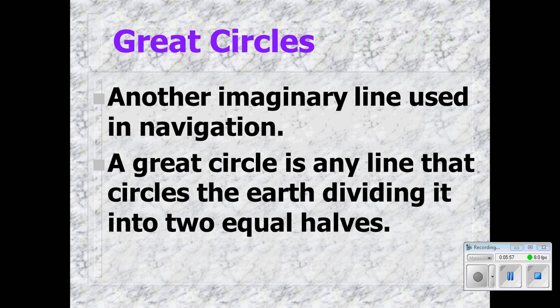Great circles, another imaginary line used in navigation. A great circle is any line that circles the Earth, dividing it into 2 equal halves. So let's think about some examples. The equator divides the Earth into 2 equal halves. The prime meridian, all the way around to the 180-degree line, which I want somebody to come back and give me the name for, that would be a great circle. If you think about the Tropic of Cancer or the Tropic of Capricorn, those are not great circles because they do not divide the Earth into 2 equal halves.